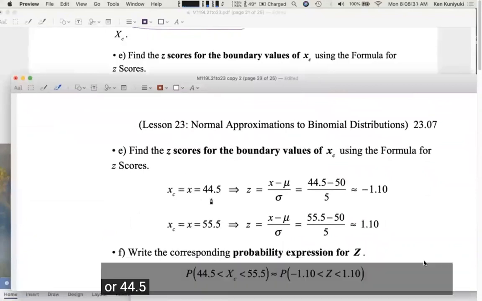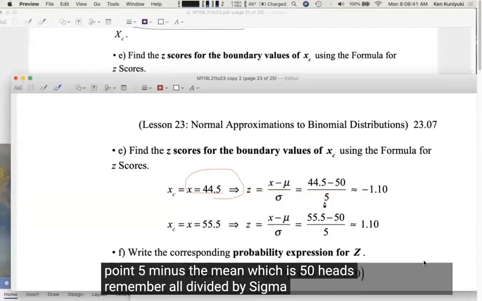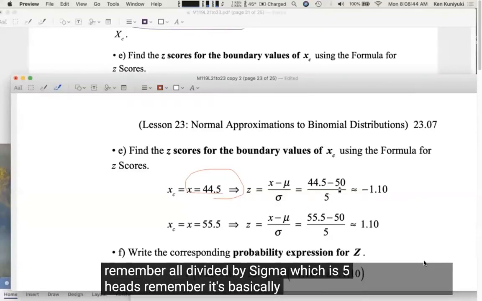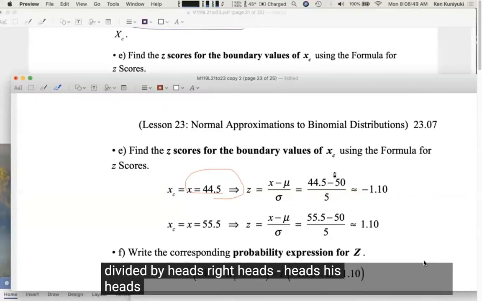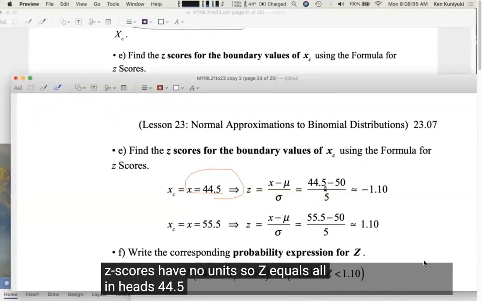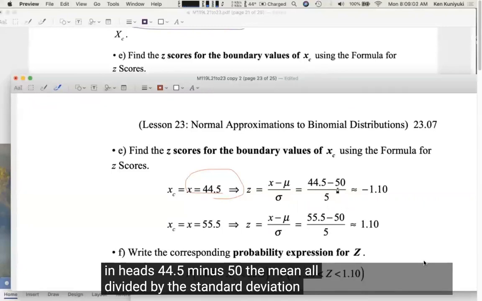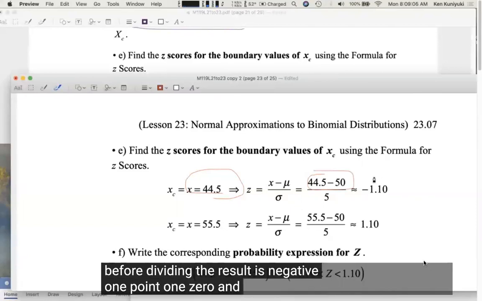Well, for 44.5, the z-score is X, which is 44.5, minus the mean, which is 50 heads, remember, all divided by sigma, which is 5 heads. Remember, it's basically heads divided by heads, right? Heads minus heads is heads. Heads divided by heads, no unit. Z-scores have no units. So Z equals, all in heads, 44.5 minus 50, the mean, all divided by the standard deviation, 5. Don't forget to process the numerator before dividing. The result is negative 1.10.